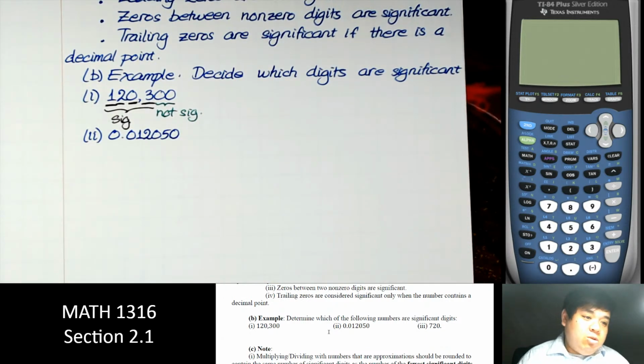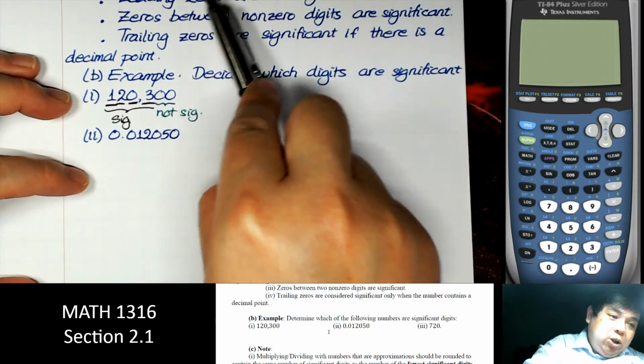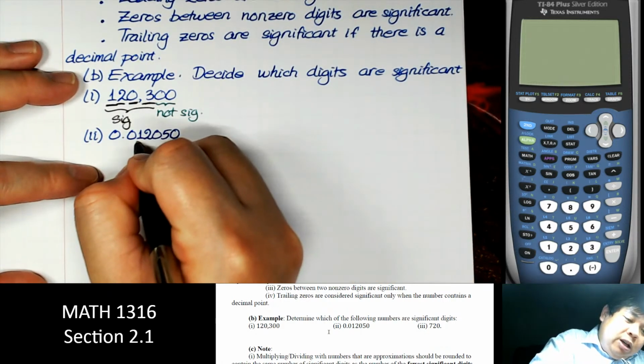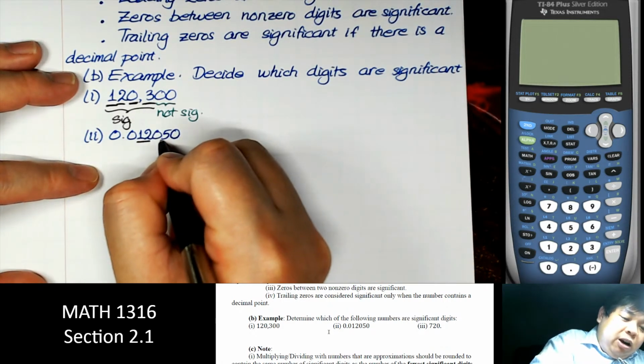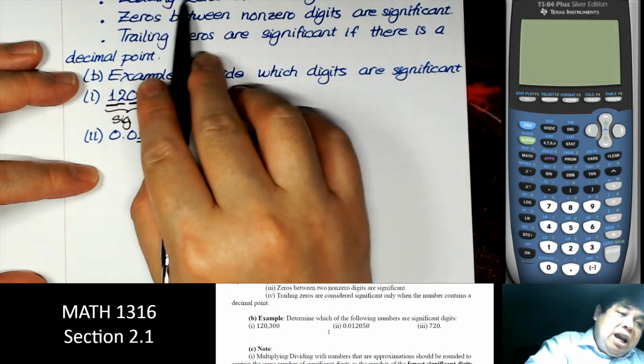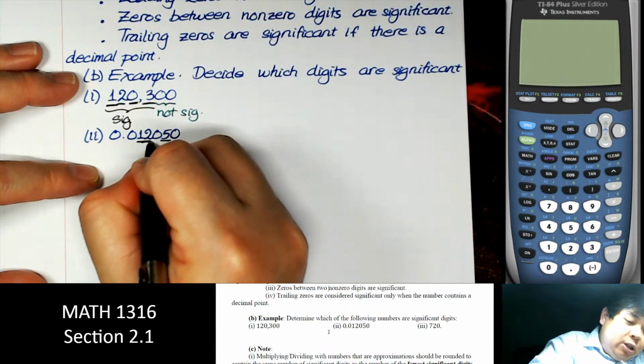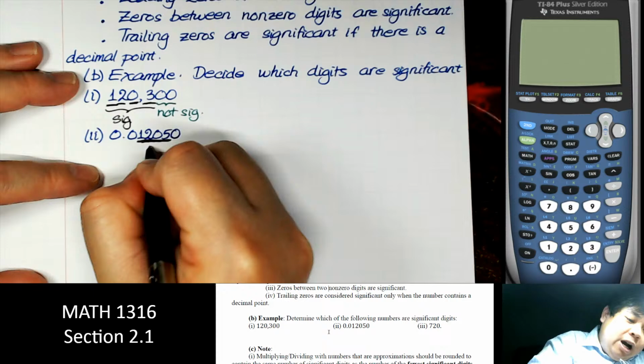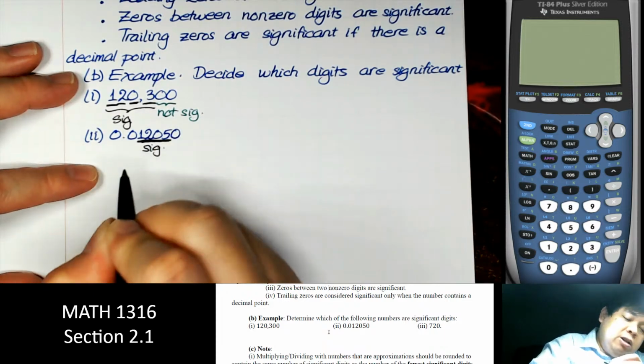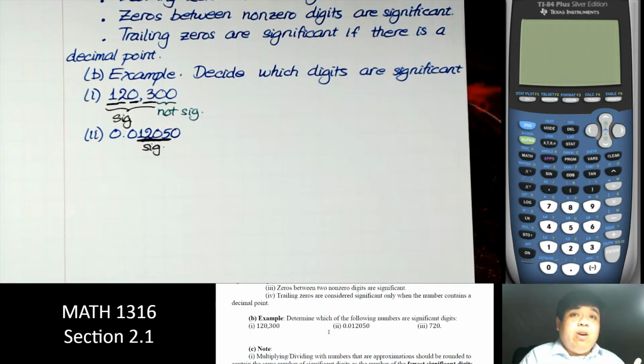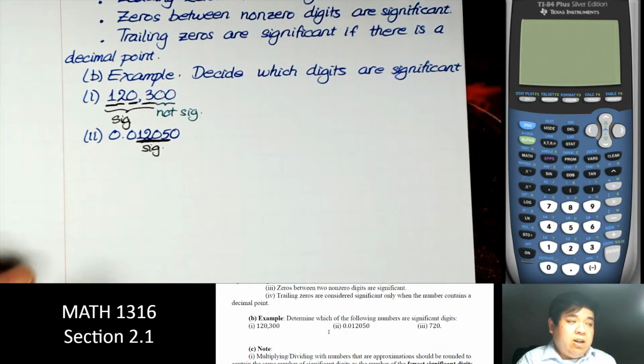Right. Now, just read the rule. 1 to 9 are significant. So 1, 2, and 5. And any 0 in between is also significant. So those are significant. Any numbers different than 0 from 1 to 9 will be significant. If we have 0 in between, also significant.